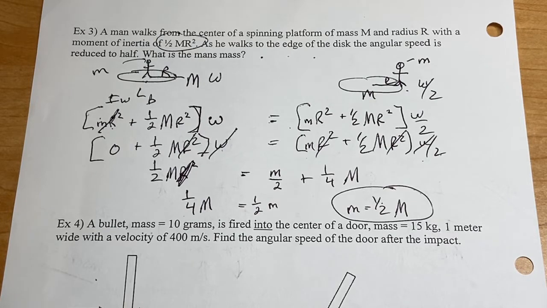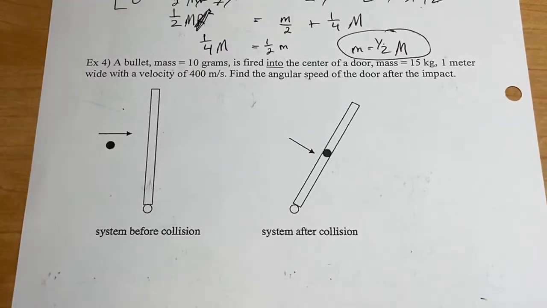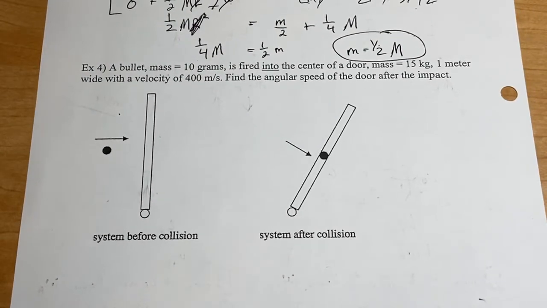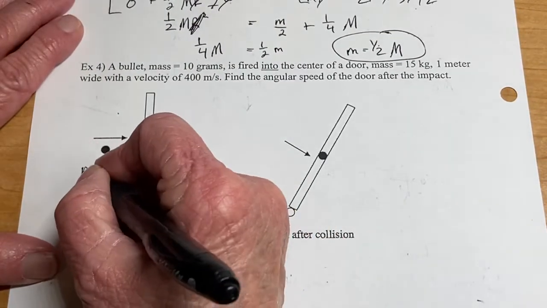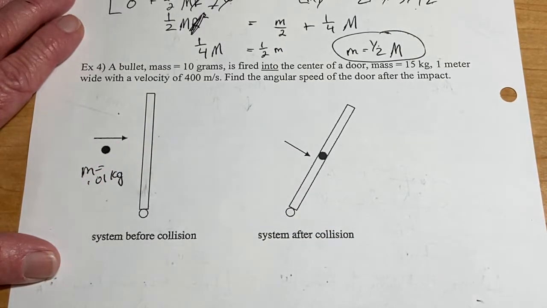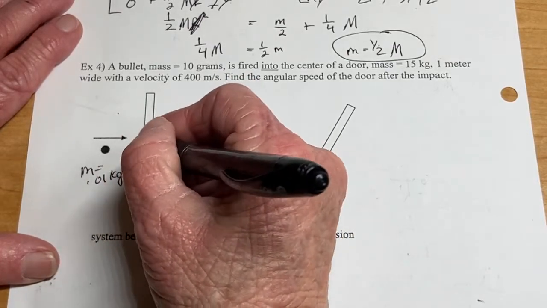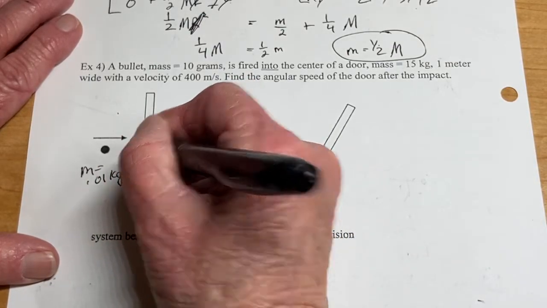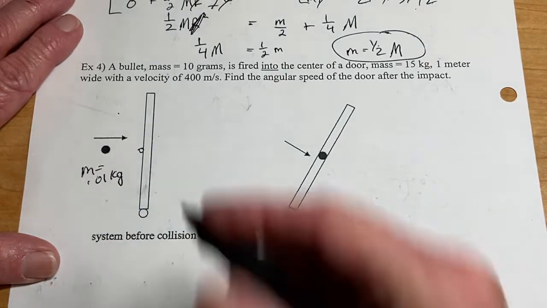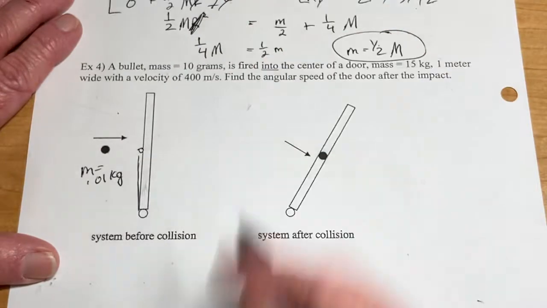All right, last one. So this is a bullet, okay? Mass equals 0.01 kilogram. I'm going to convert that as we go. It's fired into the center. So when I really am looking at its momentum, it's this instant that it hits there, because now it's some radius from the pivot. It's not this radius out here, it's when it hits, okay?